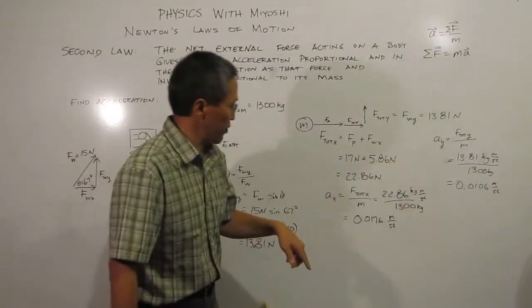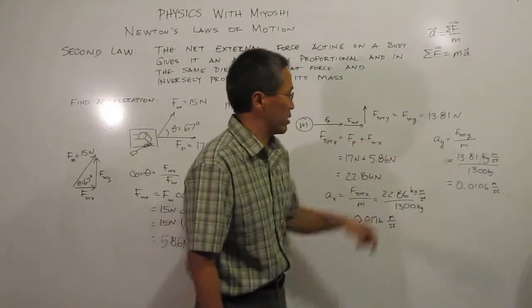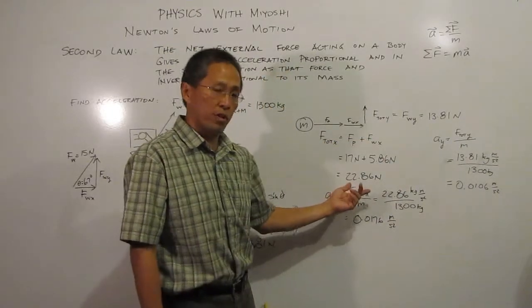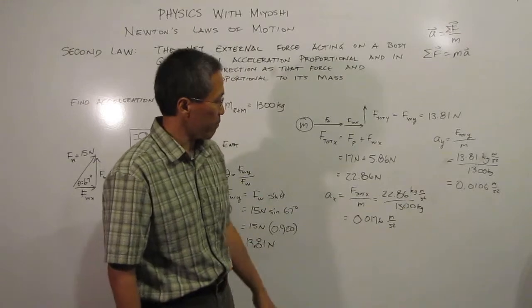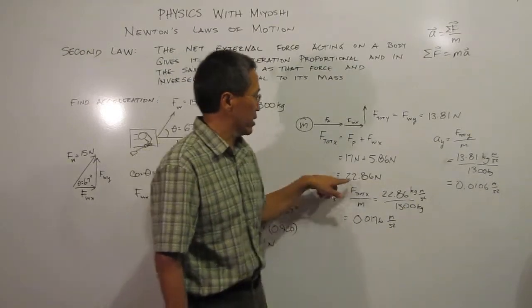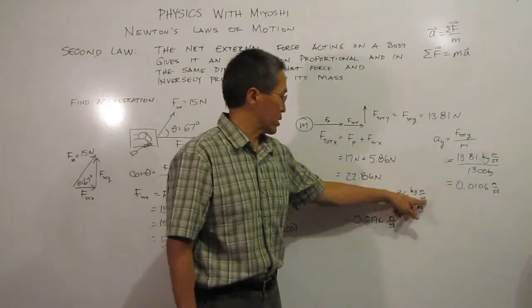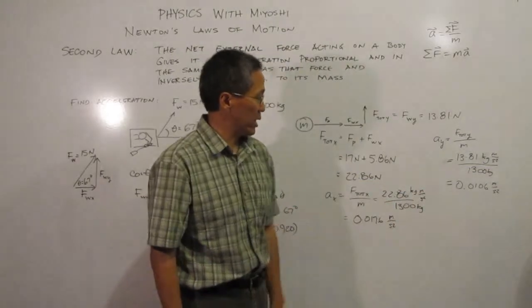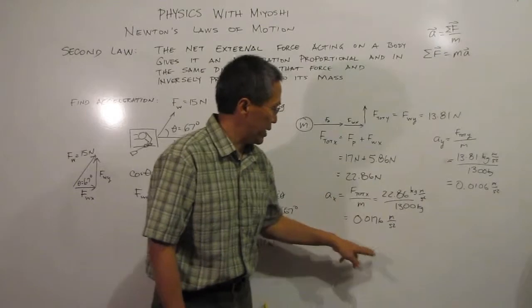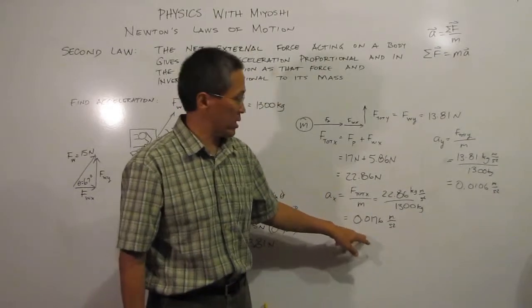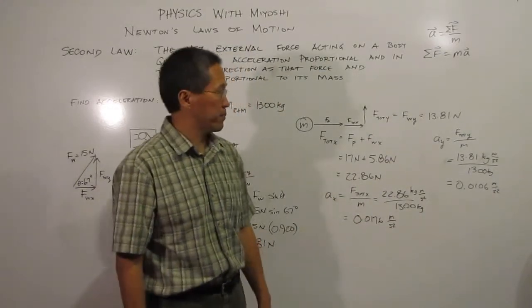And then all I have to do to find the acceleration in both directions is take my total force divided by my total mass. And in the x direction, again, it's 22.86 newtons. I'll break the newtons into kilogram meters per second squared and divide that by 1300 newtons or kilograms and get 0.0176 meters per second squared.